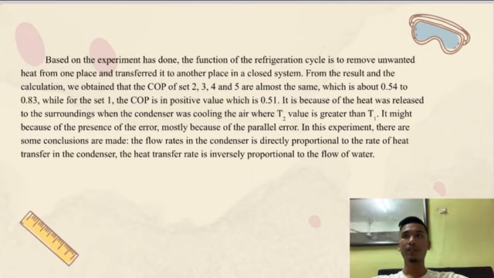It might be a result of error, mostly parallax error. In the experiment, some conclusions are made. The flow rate in the condenser is directly proportional to the rate of heat transfer in the condenser. The heat transfer rate is inversely proportional to the flow of water.